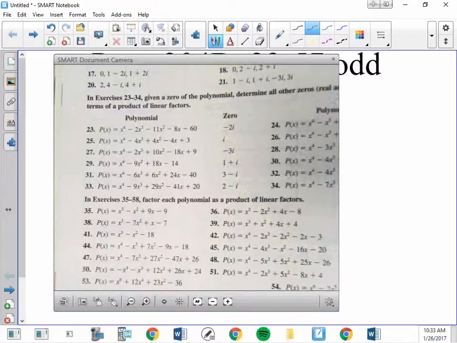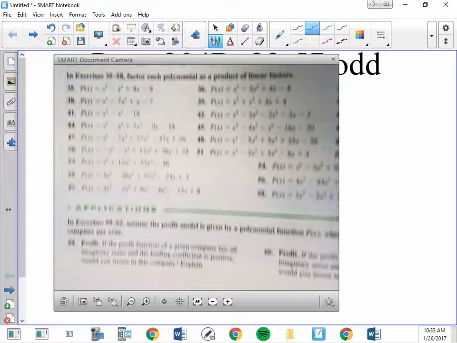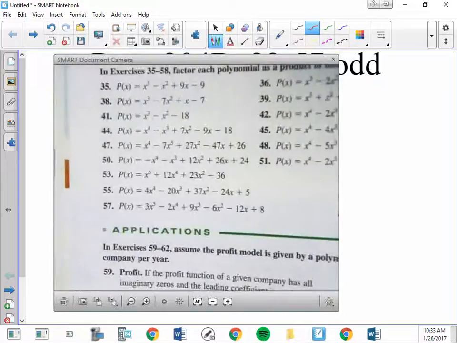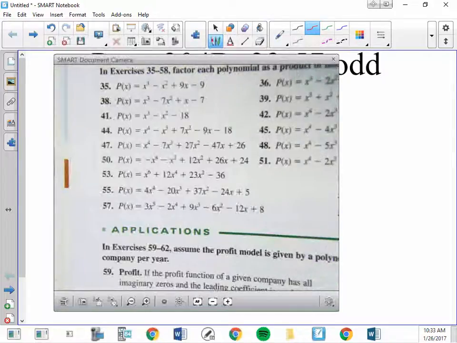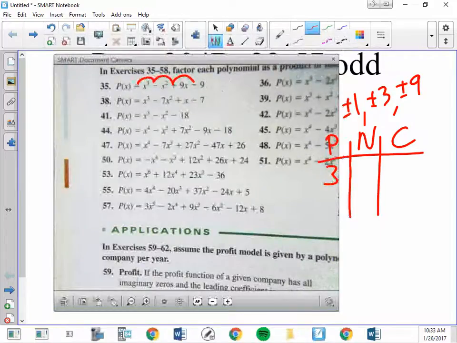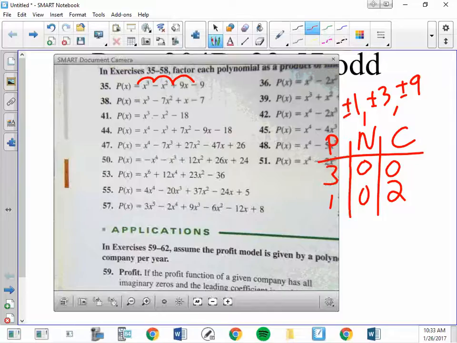35. Factor each polynomial as a product of linear factors. How would I find the factors for 35? We need to go through the possibles, plus or minus 1, plus or minus 3, plus or minus 9. It's probably worth looking at the sign changes. 1, 2, 3. So positive, negative, complex. 3 positive, no negatives. Well, how do I know it's 0 negatives? Because x to the third can only have 3, so it would be 0, 0, 1, 0, 2. So I certainly want to guess positive numbers.